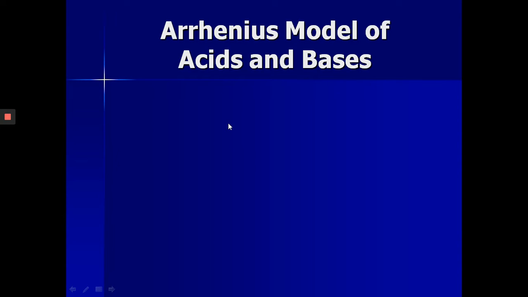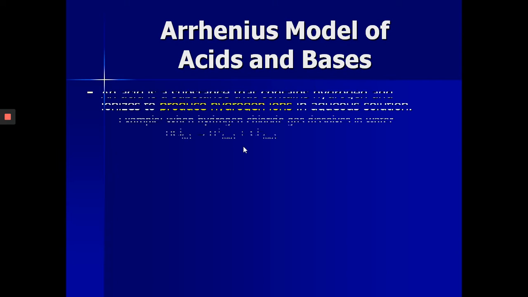Today, I'm going to cover the different types of acid. The first type of acid that we are going to cover, by the definition, is called the Arrhenius model of acids and bases. So basically, there are going to be three different definitions of acid, or the way we identify the acid. And the first one is going to be Arrhenius.